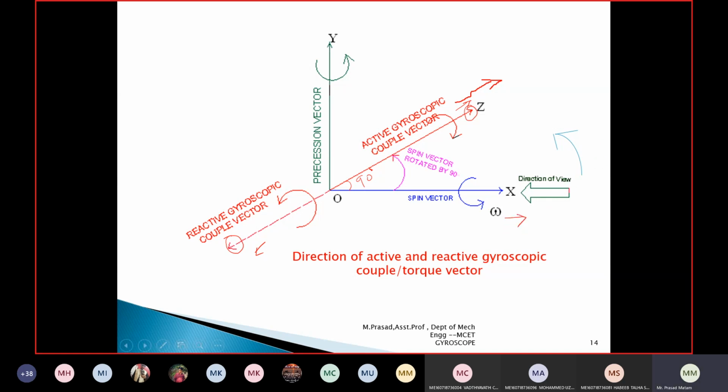Now while it is moving forward, it tries to move towards the y-axis, that is the precession axis. Here I have the velocity of the spin. This is my velocity of the precession. To maintain this equilibrium with respect to the spin vector, draw a vector making an angle of 90 degrees to the x and y axes. I have drawn it towards the z-axis.